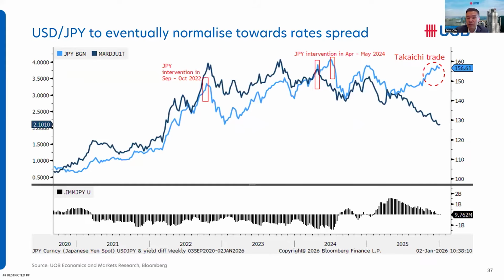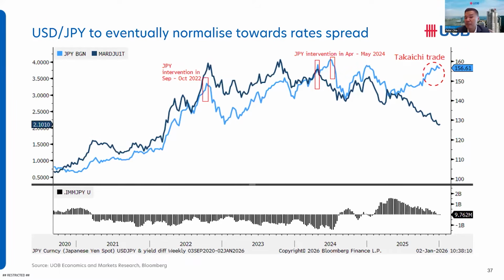Dollar yen will be very interesting this year. Why? Because if you have noticed, there is a big gap between dollar yen, which is biased to the upside right now, versus the yield spread, which is pointing lower. Typically, both go hand in hand, meaning that if you have yield spread going higher, typically dollar yen will be higher. But right now, there's a big gap. So we think that this year, there will be a normalization of the big gap via dollar yen going lower towards the yield spread.